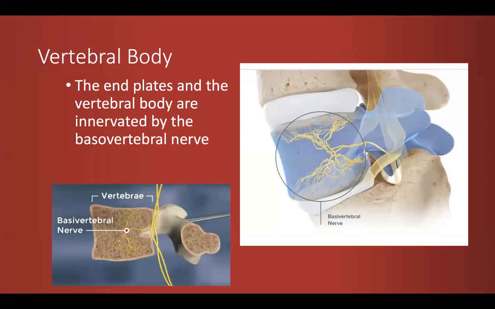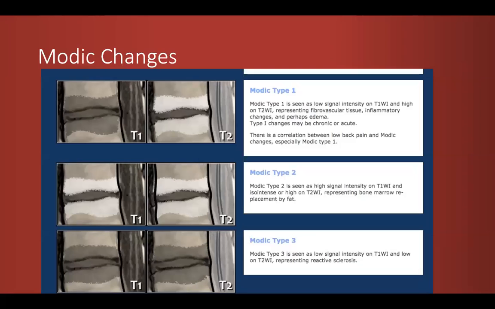The vertebral body itself can cause pain. The end plates and the vertebral bodies are innervated by the basivertebral nerve. And when those end plates get irritated, those nerve fibers carry the pain signal into the spinal column and the sympathetic nerves. So we are able to identify a variety of changes that are going on at the end plate. It's the type 1, where you have a low signal intensity on T1 and a high signal intensity on T2. It represents a fibrovascular tissue, inflammatory changes, and perhaps edema. And there is a correlation between back pain and Modic changes, especially with this Modic change type 1.